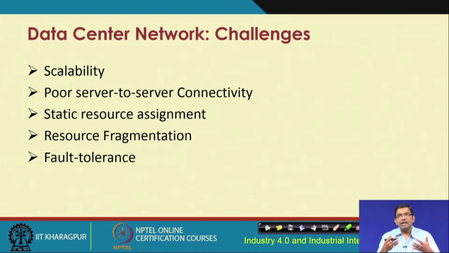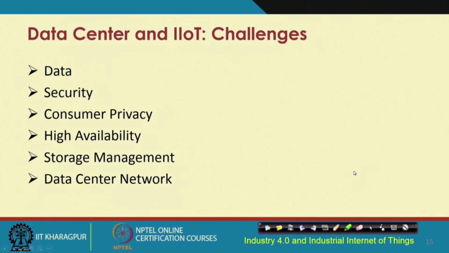Fault tolerance is a challenge. So, if some part of the network goes down, the system as a whole will have to be able to detect that and will have to recover from it. Other challenges are with respect to the data center connecting to the IIoT. IIoT is data centric, security issues are there, privacy issues are there.